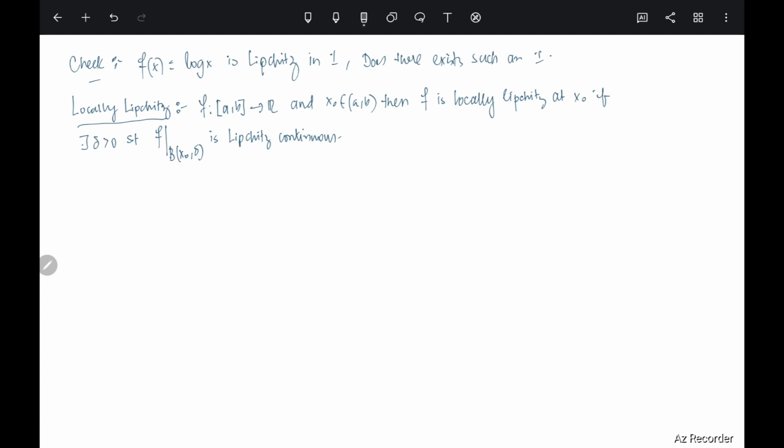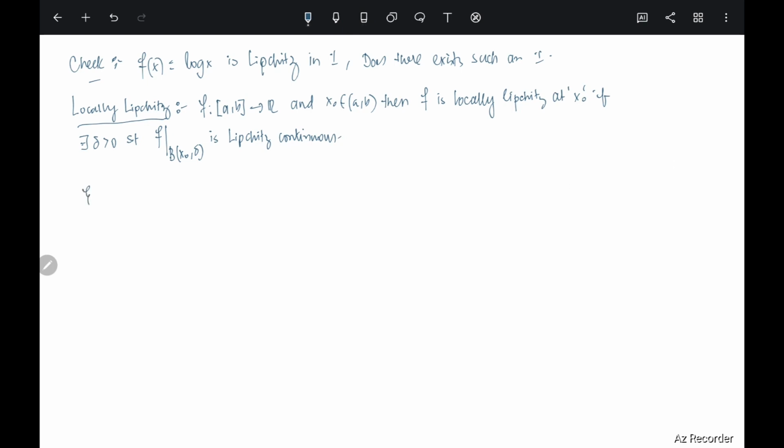So again, when it is Lipschitz continuous on whole (a, b), it is for all x, y in (a, b), this property that f(x) minus f(y) should be controlled by some M times x minus y. Now you see f is locally Lipschitz if you start with an x naught and you say it is locally Lipschitz at that point, if you have a neighborhood of such a point where f restricted to that neighborhood is Lipschitz continuous, right? It doesn't have to be Lipschitz continuous everywhere, but it has to be in a neighborhood.